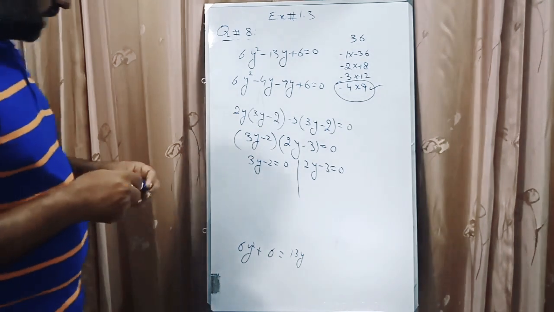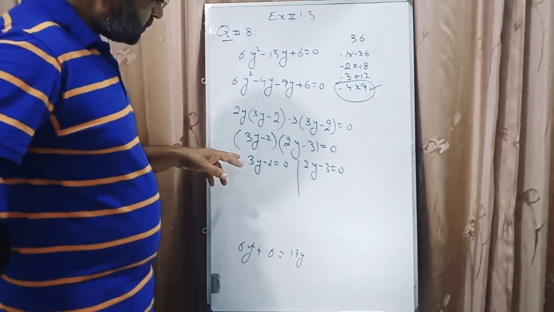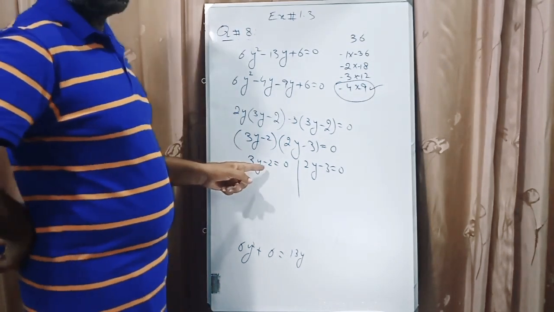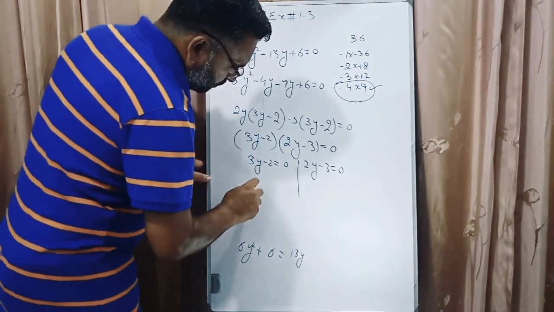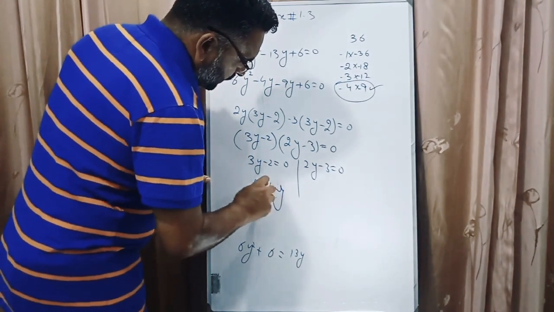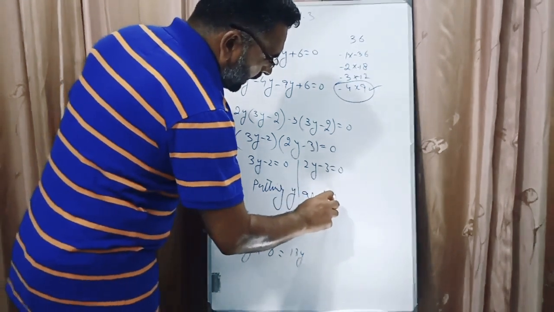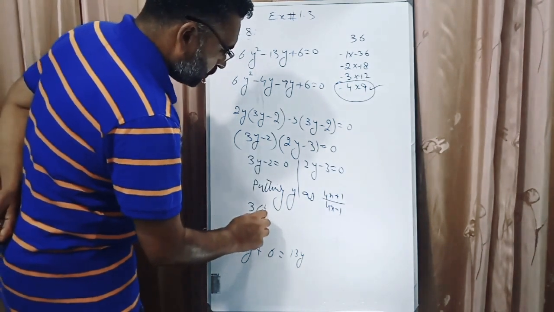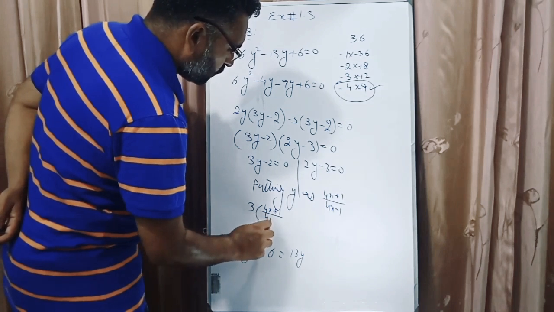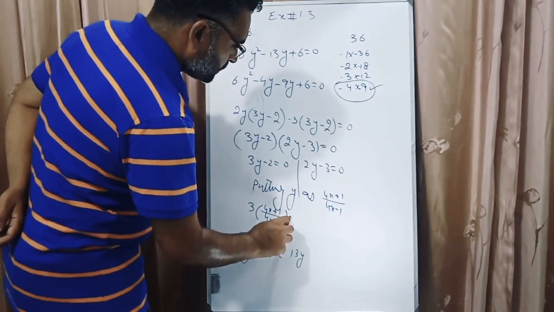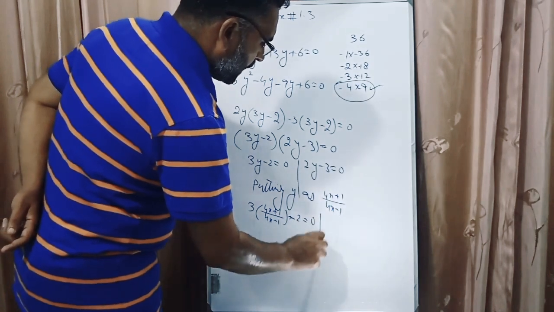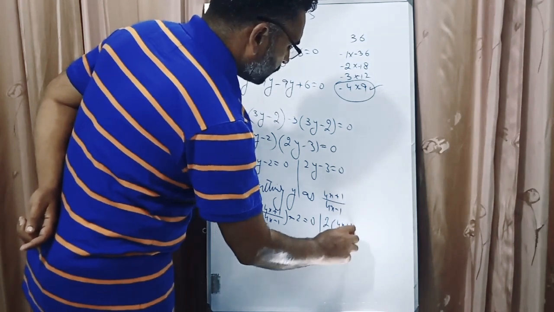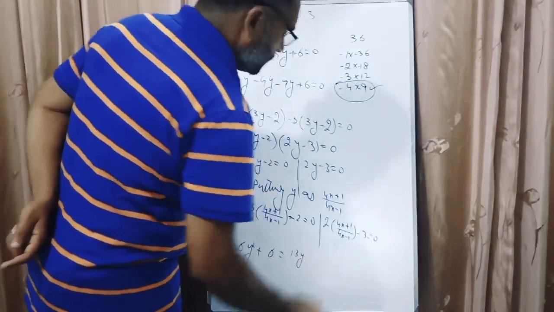Students, in the start we have taken y as 4x plus 1 over 4x minus 1. So in place of y we will put the value 4x plus 1 over 4x minus 1. So I will write, putting y as 4x plus 1 over 4x minus 1, we will get 3 into 4x plus 1 over 4x minus 1 minus 2 is equal to 0, and 2 into 4x plus 1 over 4x minus 1 minus 3 is equal to 0.